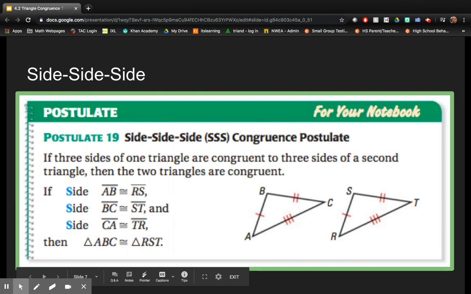Okay, so take a moment, pause the video, and get the side side side postulate down in your notes, which says that if you are given 2 triangles and you are told that these corresponding sides are equal, that means everything about the triangle has to be equal. And let's look at an example.